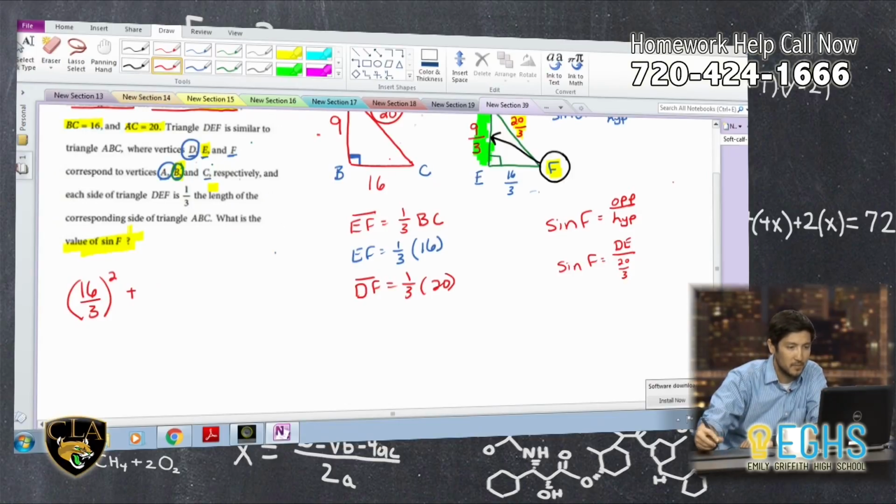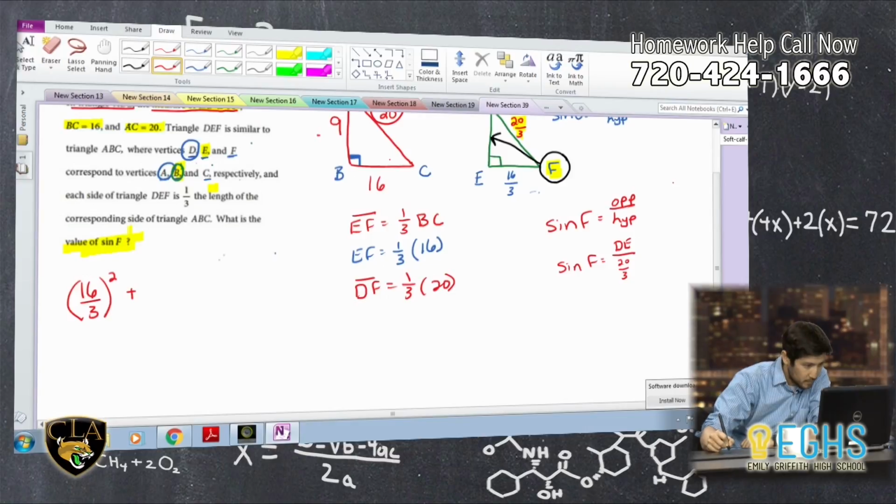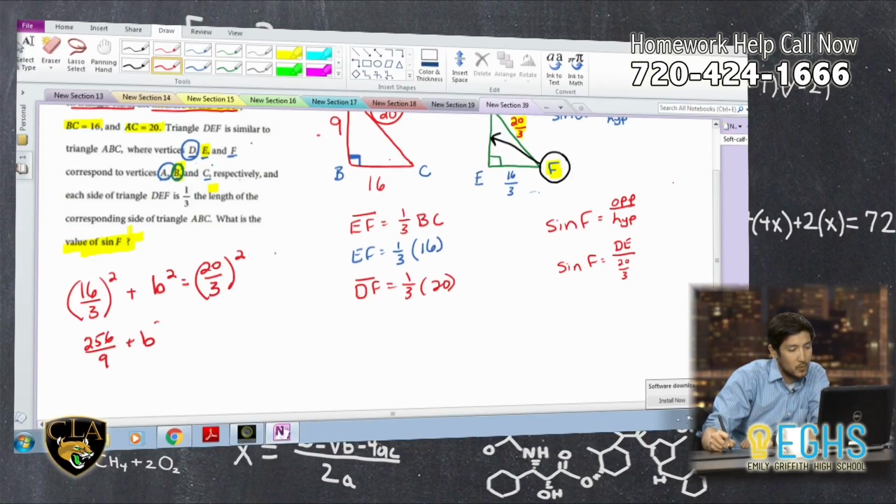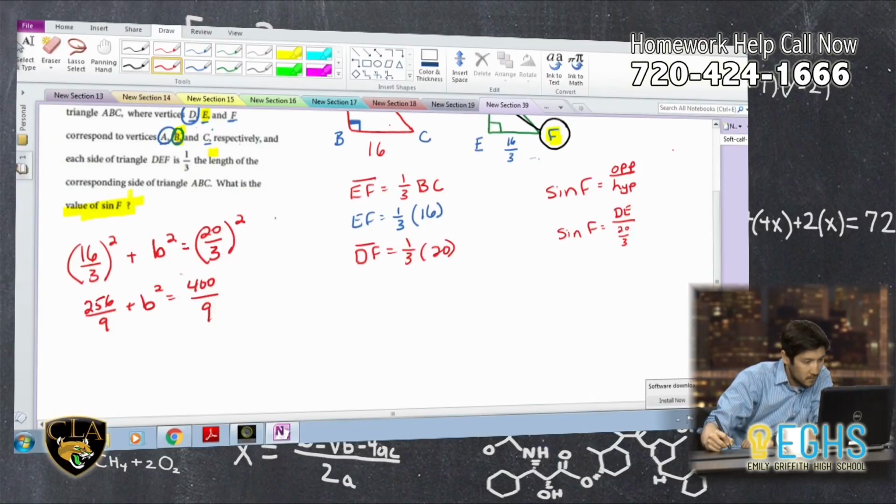All right, so we're going to have to do this anyways, because 9 over 3 is just 3. Okay, so we're going to do plus b squared equals 20 over 3 squared. And then I'm going to do 16 squared over, so this is 256 over 9 plus b squared equals 400 over 9. And I'm just kind of working through this to solve for b.